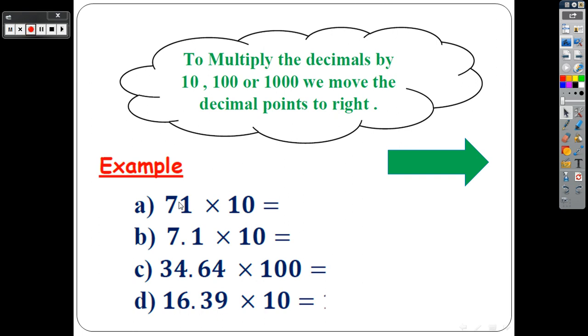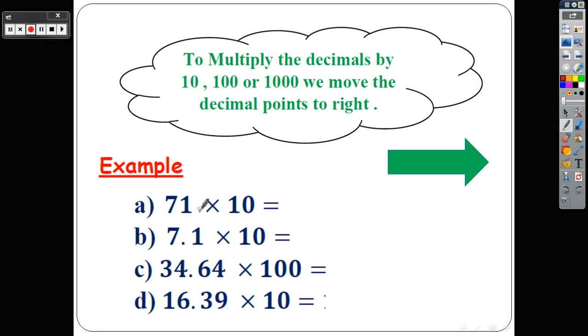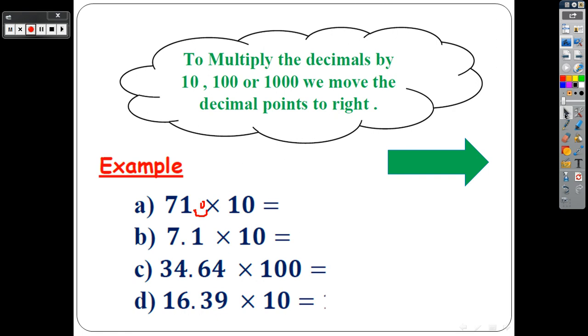I will start with 71 multiplied by 10. There is no decimal point here. How can you move it to the right? So you consider the decimal point here at the ones place. If you move the decimal point to the right, you have a 0 here, so the answer will be 710 if you obey this rule.